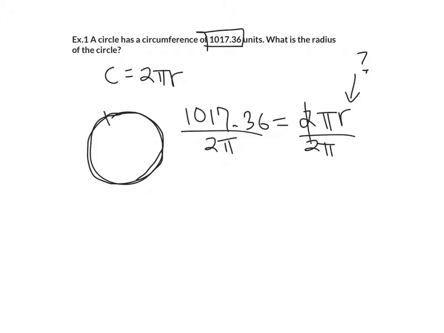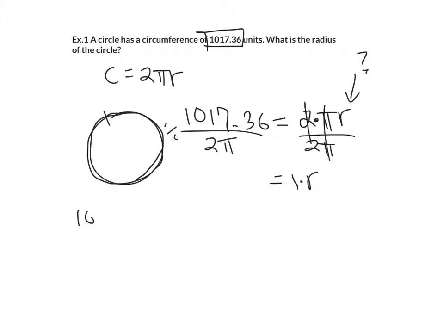Or 2 divided by 2 is 1. Pi divided by pi is 1. And remember, these are being multiplied, so it's 1 times 1. So it leaves us with 1 times my radius is equal to 1017.36 divided by 2 pi.